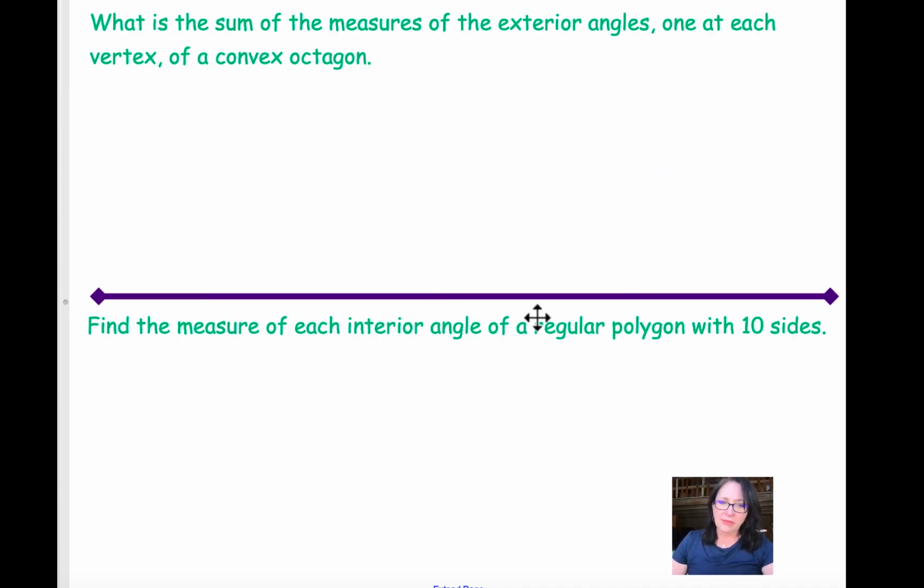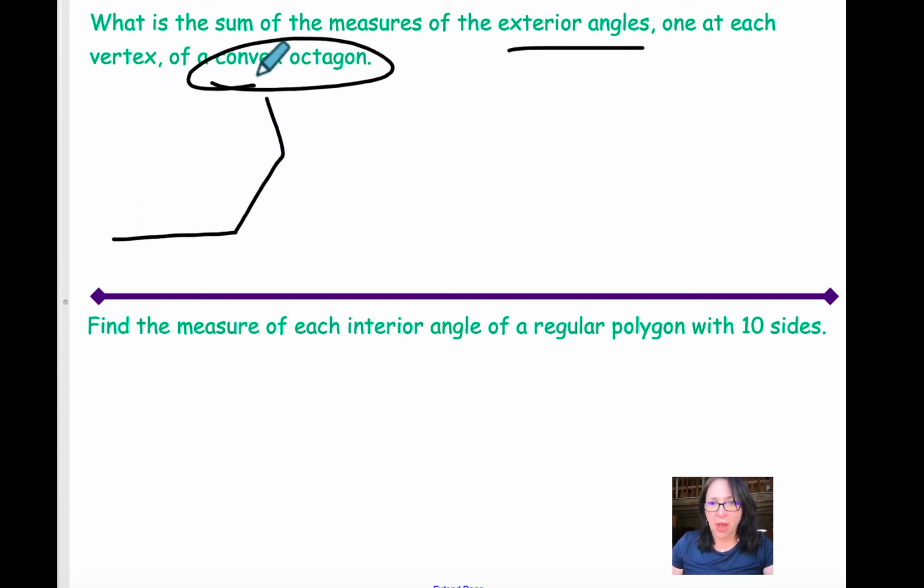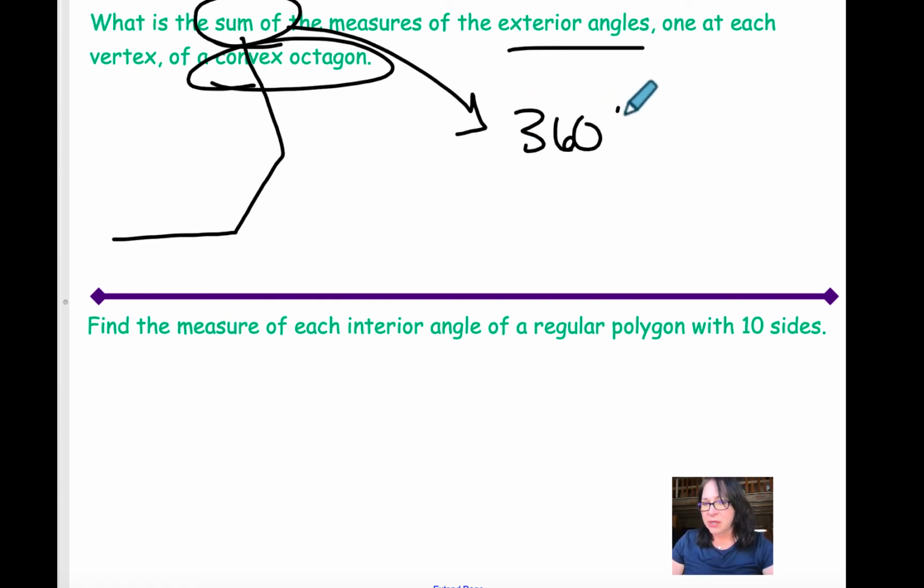And last two questions here. We have, what is the sum of the measures of the exterior angles of an octagon? Here's my facade. And to be honest, it doesn't matter how many sides it has. If I'm asking for the sum of the measures of the exterior angles of any n-gon, it's 360 degrees.